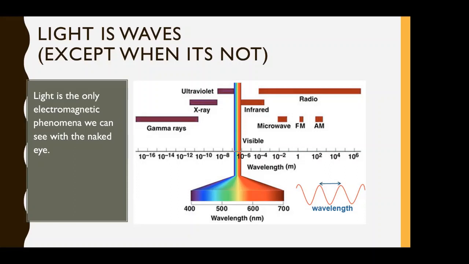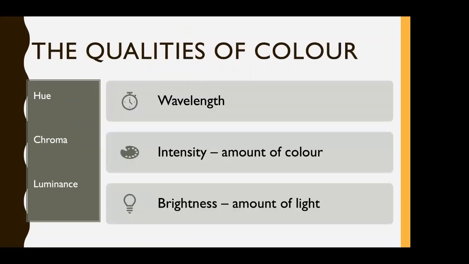Oh, this is weird. I keep trying to change slides on the wrong computer. Oh yeah, so the qualities of color, because we're talking about waves, are basically the same as the qualities of sound, in that we have wavelength, intensity, brightness, hue, chroma, and luminance. In the case of light, wavelength and frequency we can use interchangeably. With sound, it's a little different. But with light, we see the phenomena of wavelength and frequency in the same way. In other words, a shorter wavelength presents as one color, a higher frequency presents as one color. So they're essentially interchangeable.